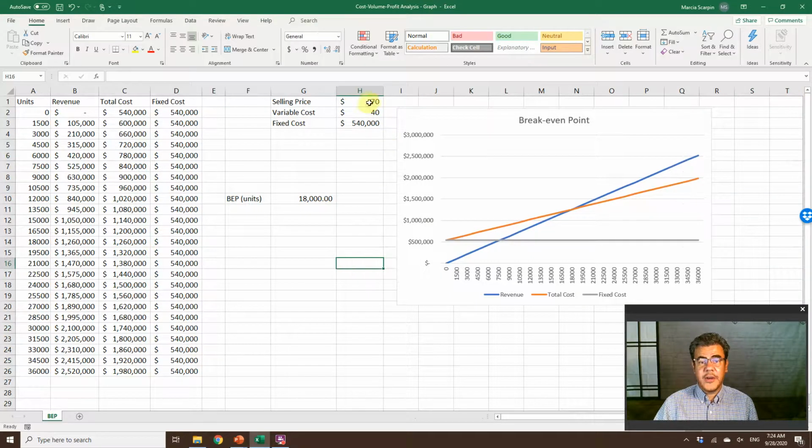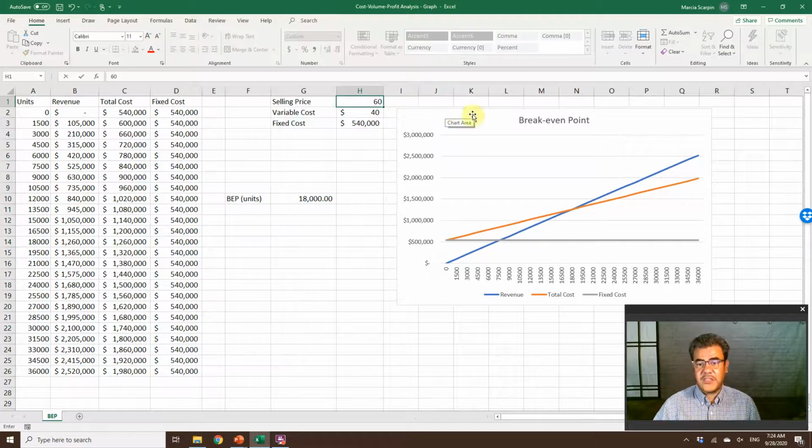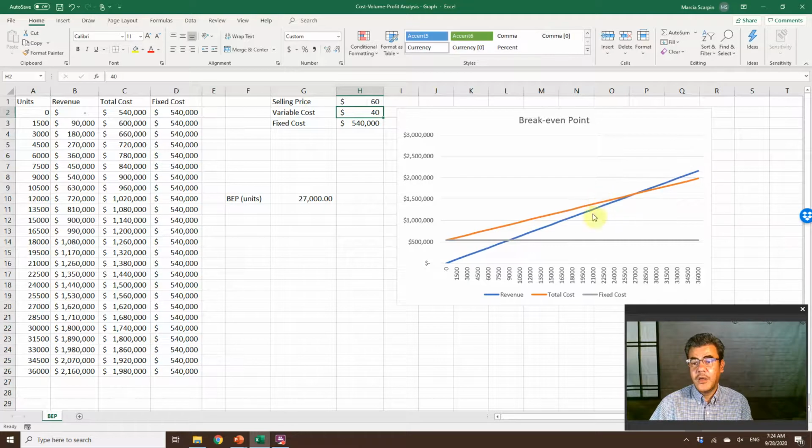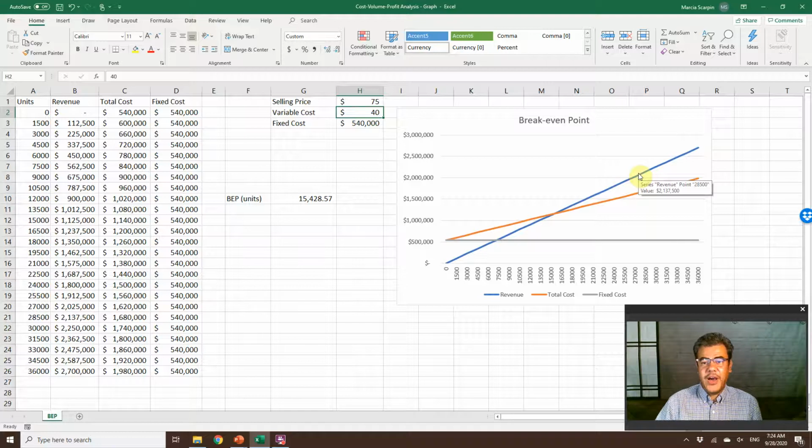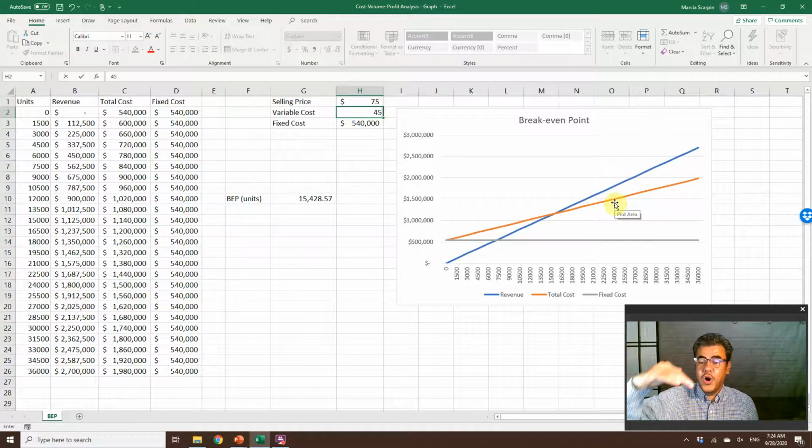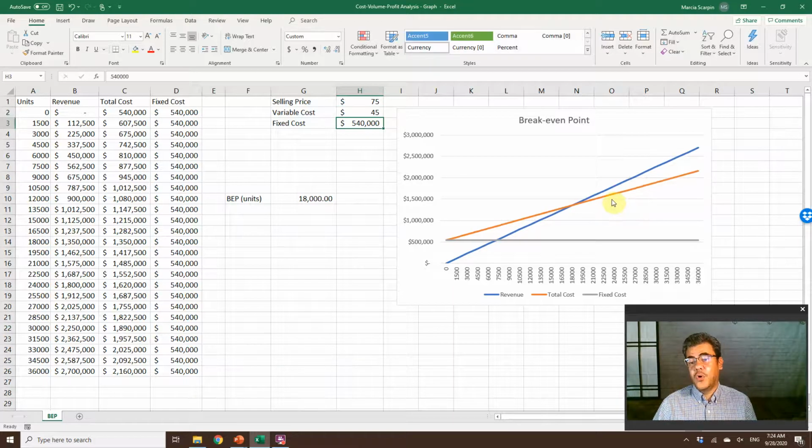So let's change our numbers now. Selling price, instead of 70, we have 60. Let's see what happened with the blue line. Whoa, now the blue line, the slope goes down. And we can clearly see here because our axis is locked. Or if we increase our price to 75, wow, see how only this line moves. If we change our variable cost, instead of 40, 45, the total cost will go up as well. What if we change our fixed cost? Then two lines will move, the gray one and the orange one, because the starting point here is our fixed cost. When we have no units, we have total cost of 540.